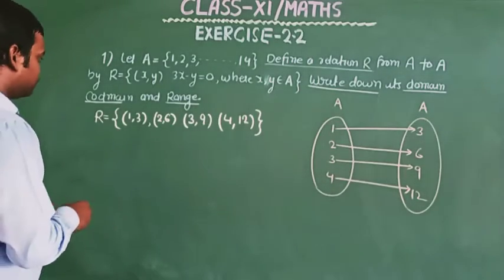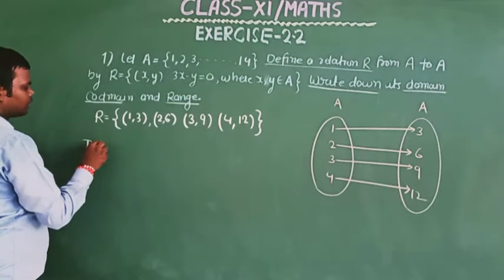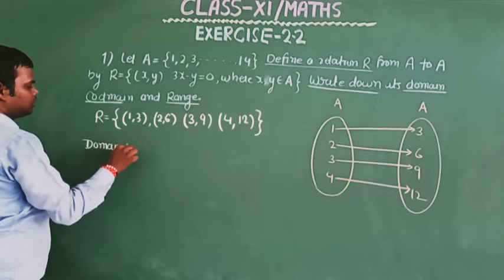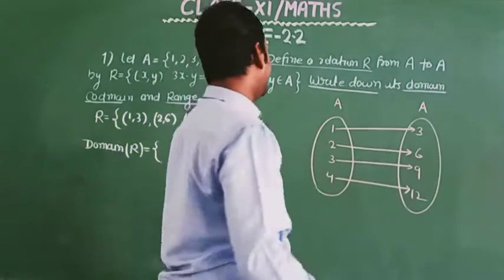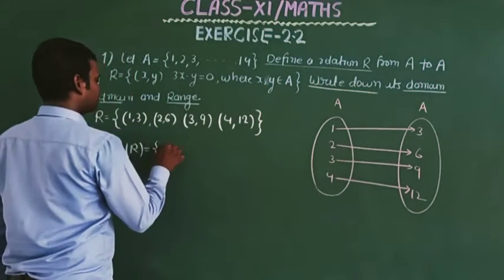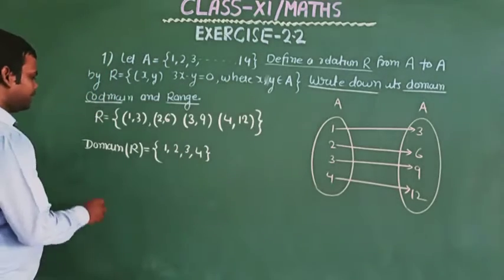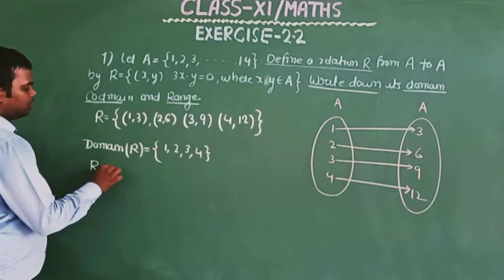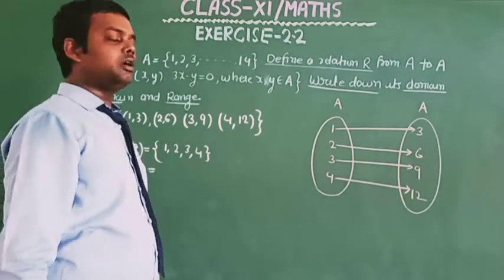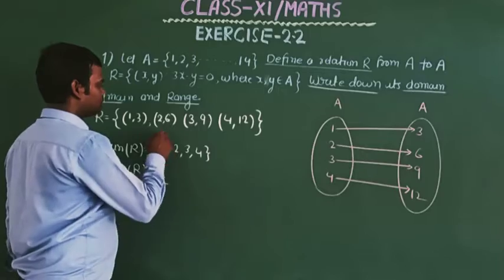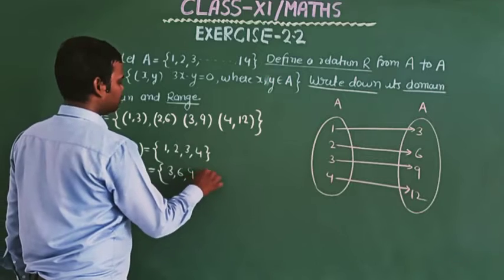So the domain of R is equal to the set of all first elements of the ordered pairs. So this is 1, 2, 3, 4. And the range of R is the set of all second elements of the ordered pairs of the relation. So this is 3, 6, 9, 12.